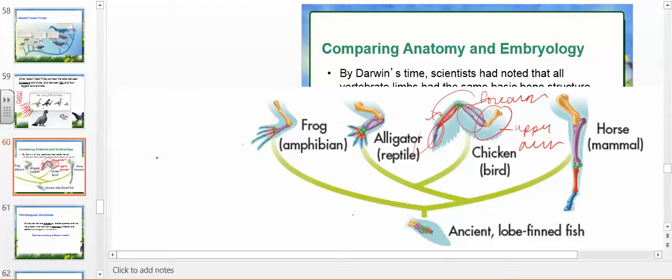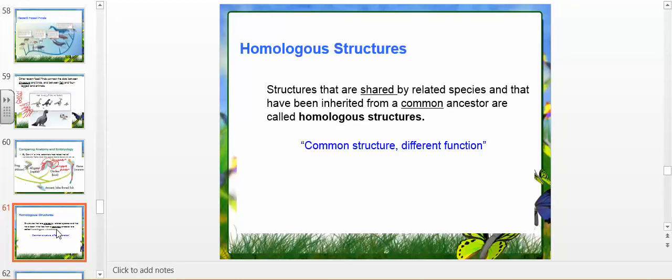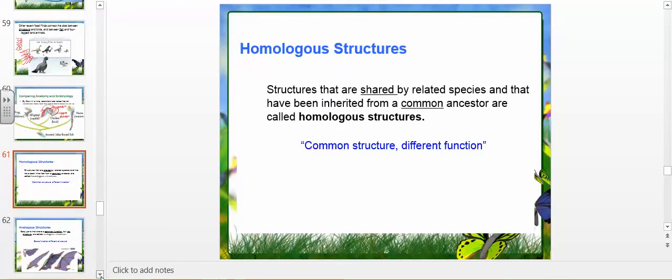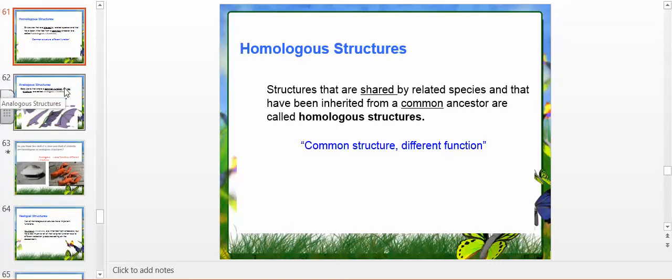Now, anytime animals have similar structures like that, those similar structures may have a different function. So, for instance, for us, it's our arm. For a bird, it would be their wing. They are called homologous structures. Homologous structures, when they have the same structure but different functions.